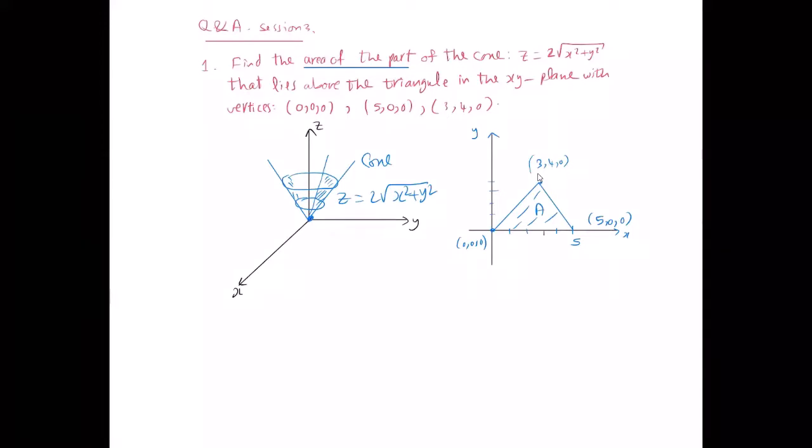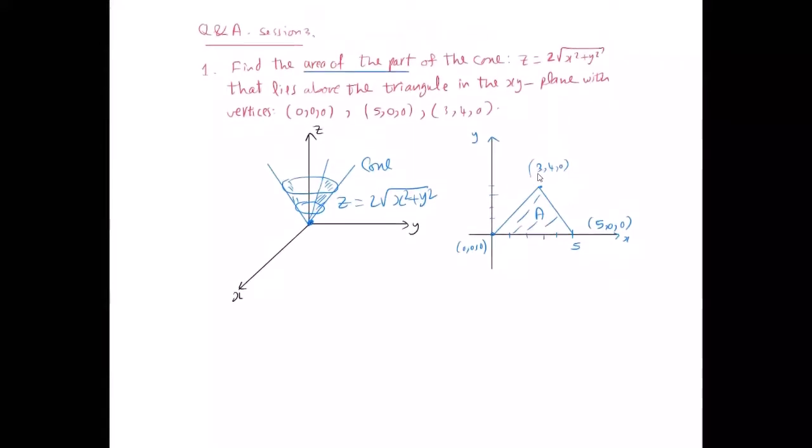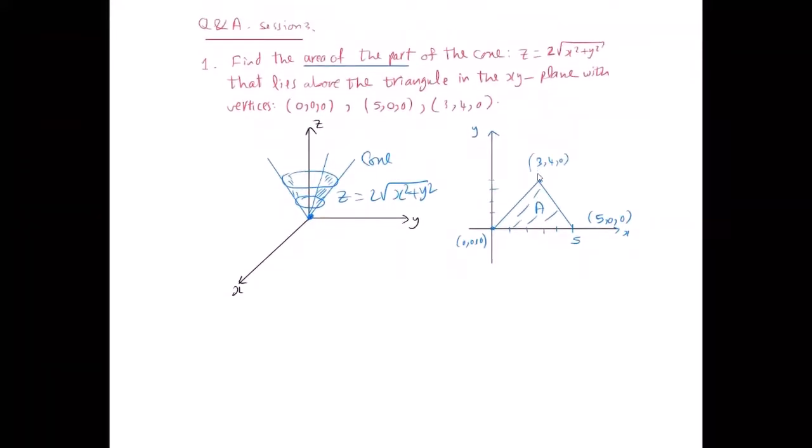So what is the formula? This was an application of double integration, if you remember. What was the area of this part of the surface? He asks for the area of which part of the lateral area: the area exactly above the triangle between these points: 0, 0, 0, or O, this is the point A, 5, 0, 0.